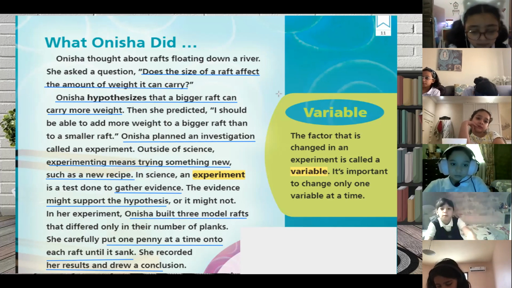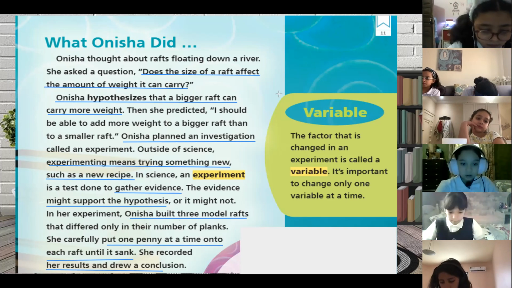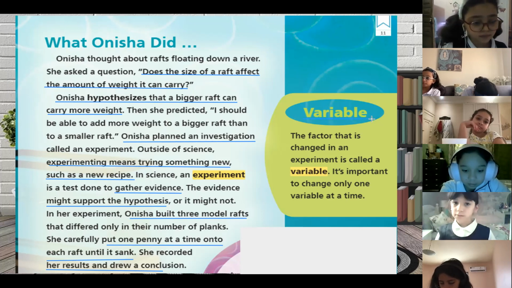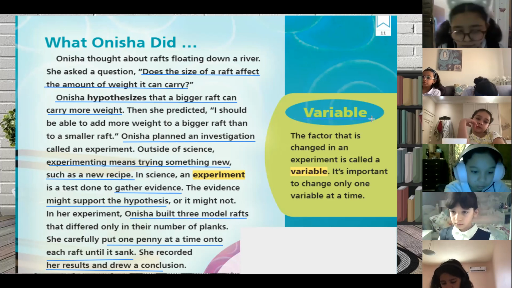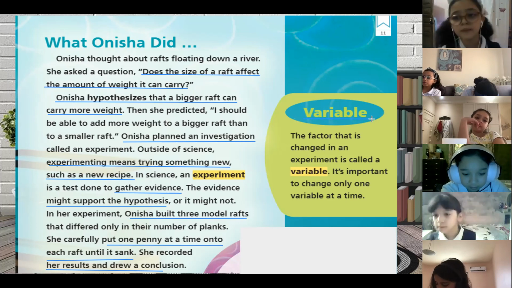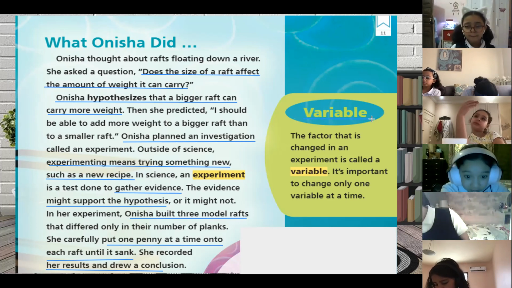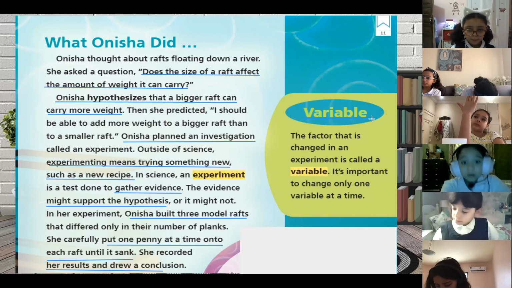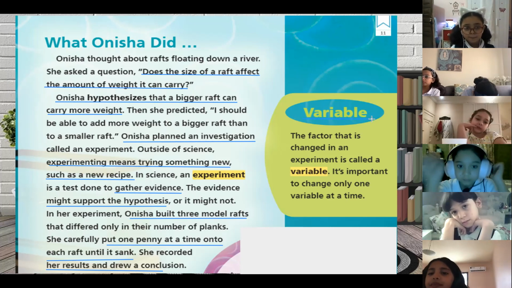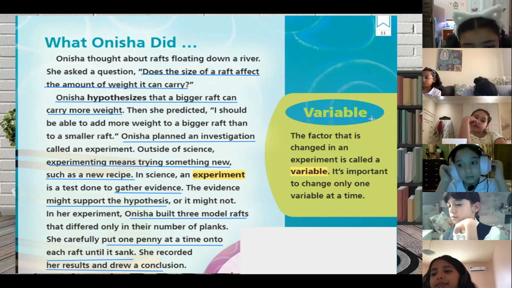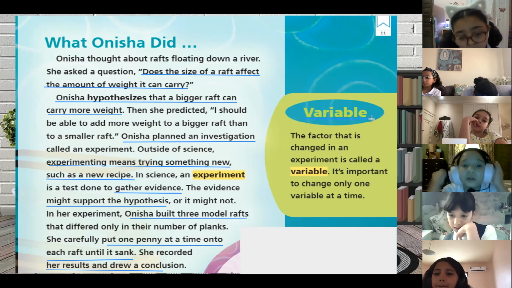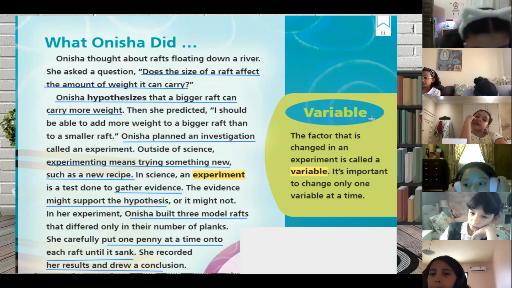Now, over here, I want to introduce for you something called variable. What do I mean by variable? The variable is the factor that is changed in an experiment, okay? It's important to change only 1 variable at a time. So, in our experiment, what do you think is the variable? What did she change in every step? Or let me say, after building a model, what did she change in her experiment? Do you know, Lara?